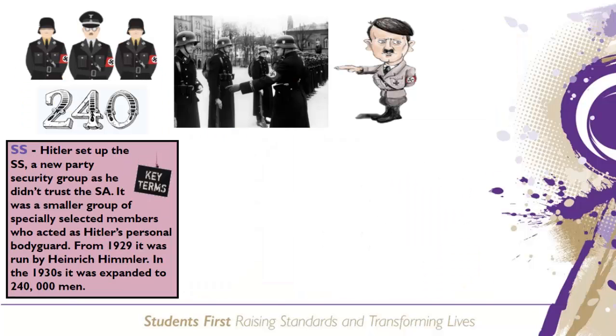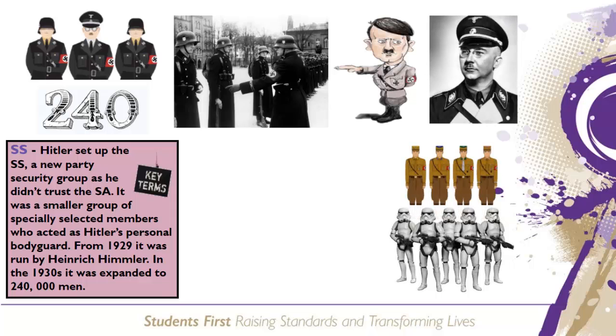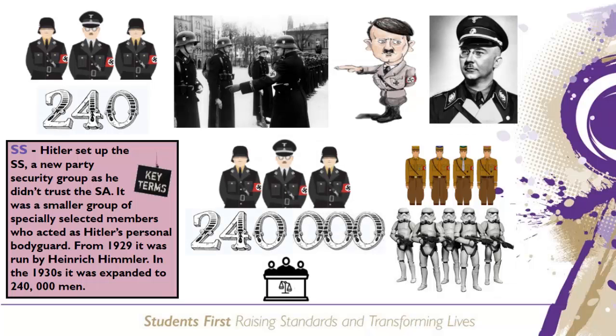The SS was originally a military group of 240 men set up as a personal bodyguard for Hitler. From 1929 it was run by Heinrich Himmler. It was given its famous black uniforms to distinguish it from the brown shirts, the stormtroopers of the SA. In the 1930s it was the Nazi Party's own private police force and was expanded to 240,000 men. Himmler saw the SS as above the law and believed that their work was for Hitler and Germany.